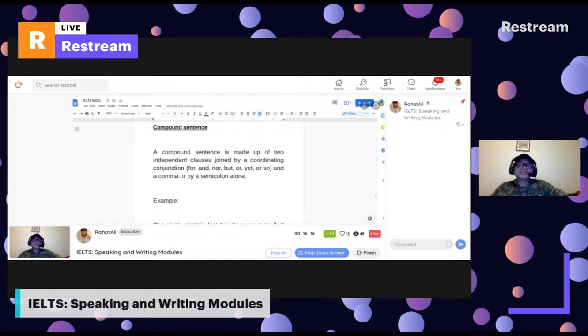So what is a conjunction, guys? I'm sure you know this is a kind of part of speech. Conjunctions are those words that connect one part of the sentence with another. Some examples are for, and, nor, but, or, yet, so. And the second rule of the compound sentence is this: it should be joined by a comma or by a semicolon.